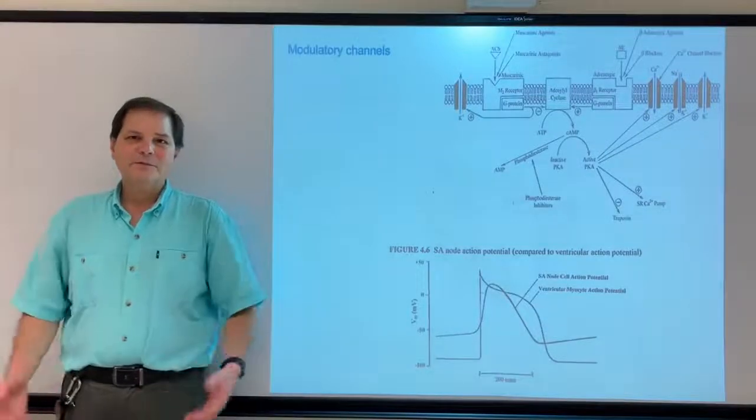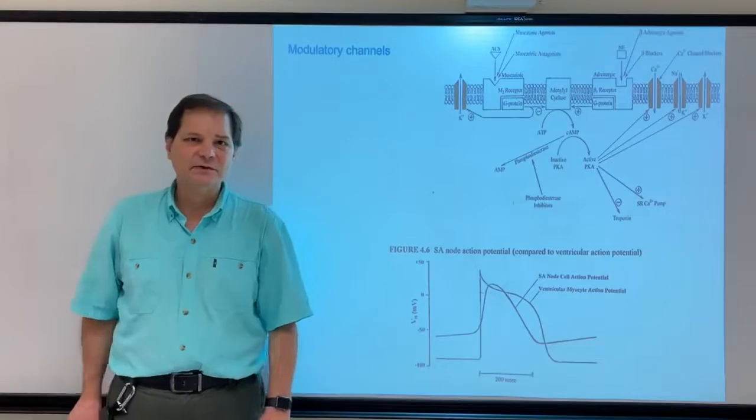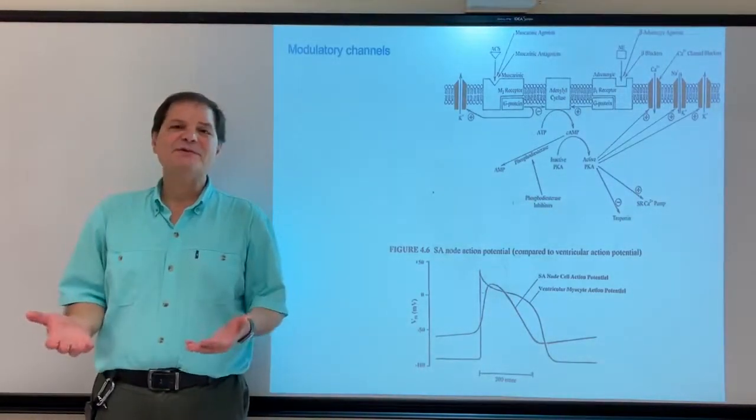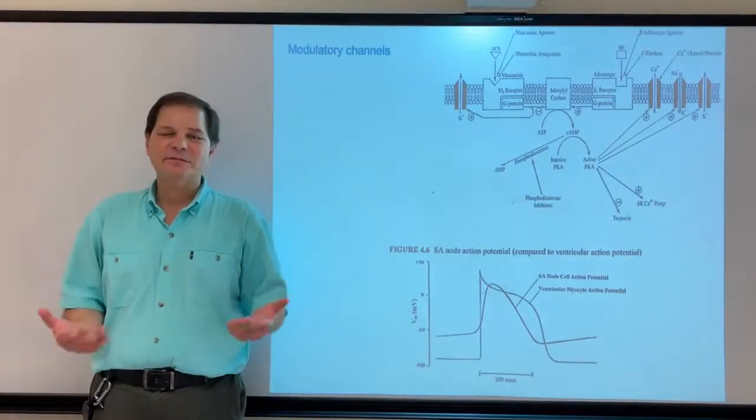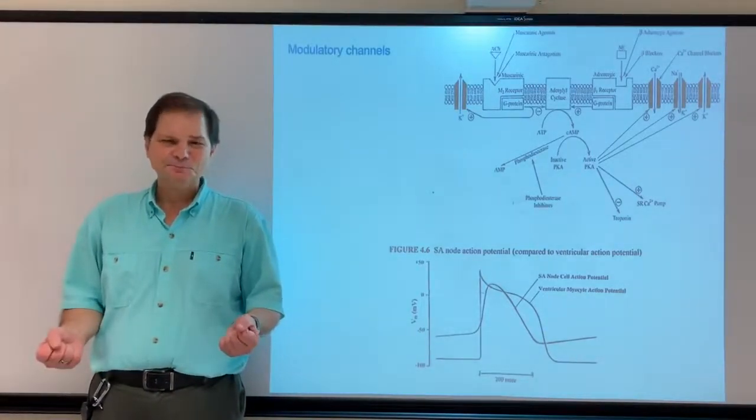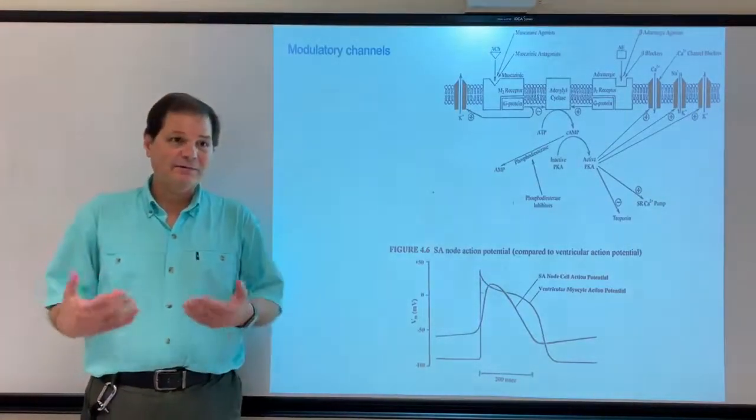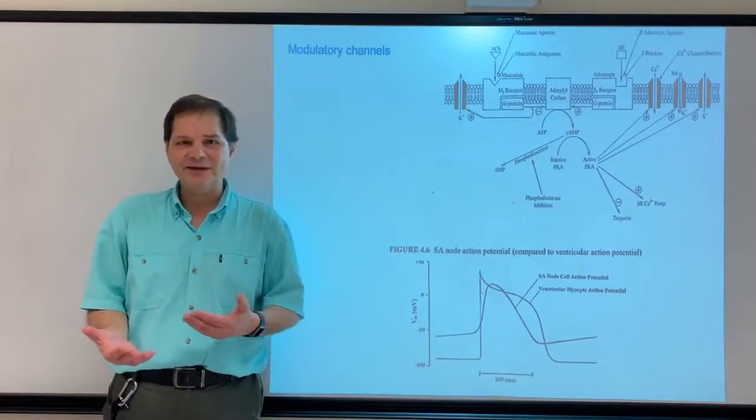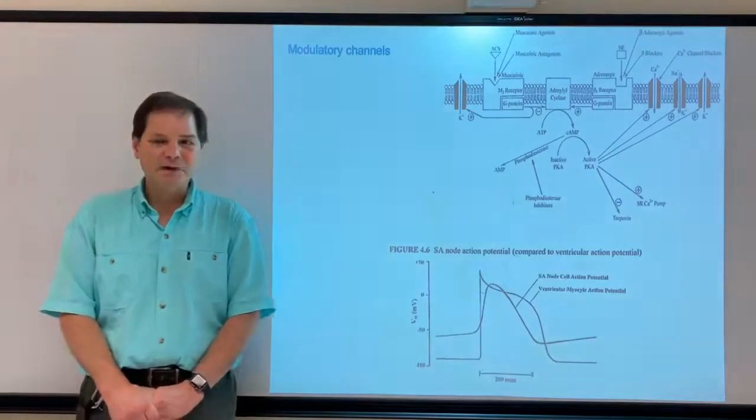Hi guys, welcome to the last video in this cardiac action potential lesson. We're going to talk a little bit about modulatory channels, things that modulate the action potentials in both the SA node and the ventricle. Then we'll do a quick summary of the ventricular action potential where I show you all the currents and how they act together. And then we'll talk a little bit about smooth muscle and we'll wrap this up, okay?